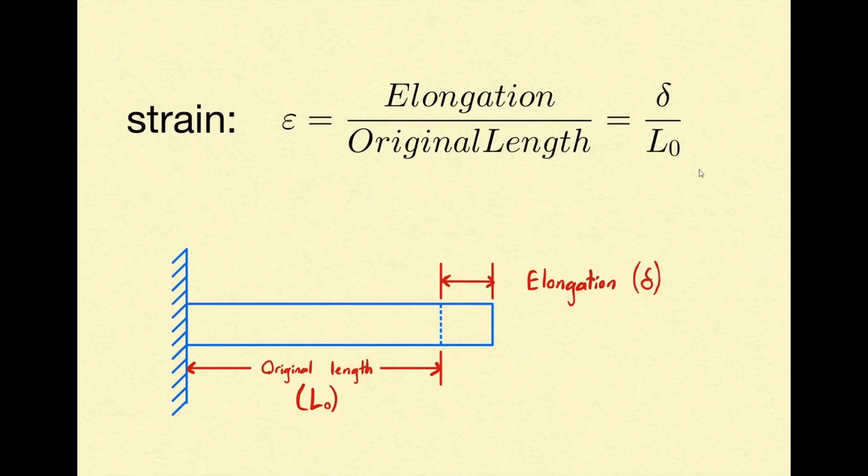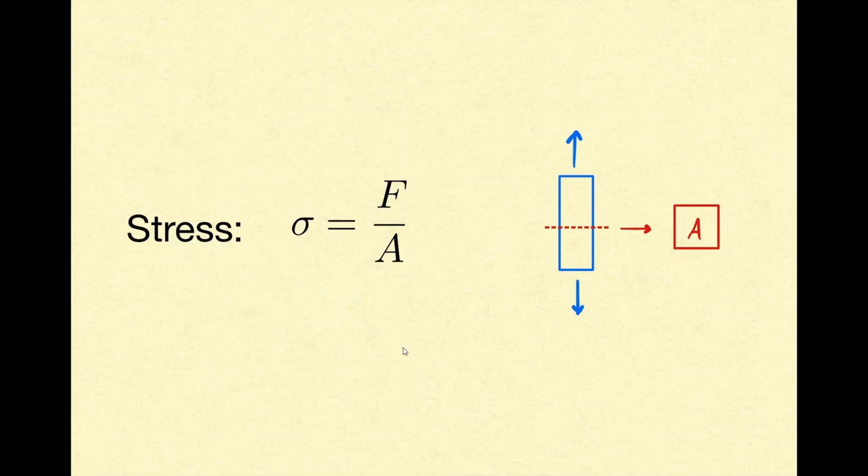The elongation measures the difference in length from the original, whereas the original length simply measures the length of the specimen at time equals zero. In other words, time equals zero just means at the beginning of the experiment. Stress is defined by the force divided by the cross-sectional area.